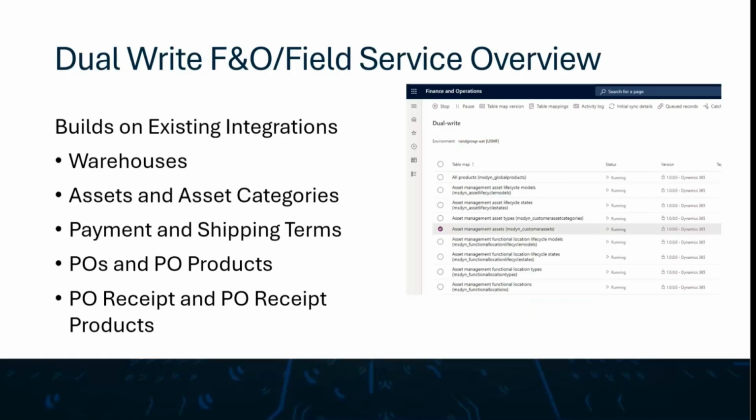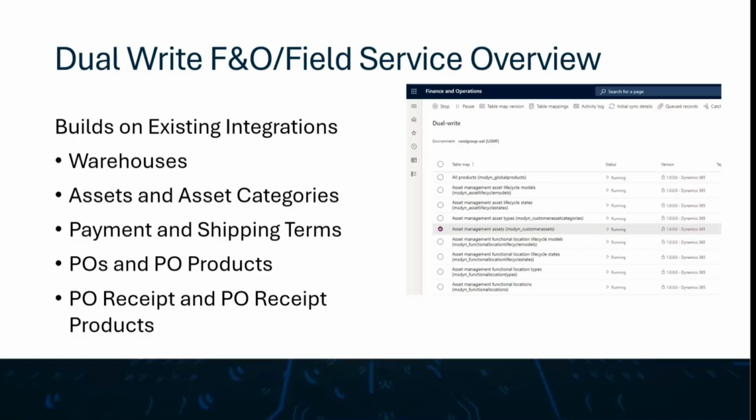So one of the things that the field service integration does is it builds on some of the existing integrations for the two products, or the two dual write solutions, that I talked about previously. So in the case of distribution and D365 sales, we need warehouses to be able to see our inventory levels and so on. Assets, asset categories are going to come across. Our payment and shipping terms are needed for invoice support, as well as sales order support. But we also have some purchase order and receipts and so on that goes along with that.